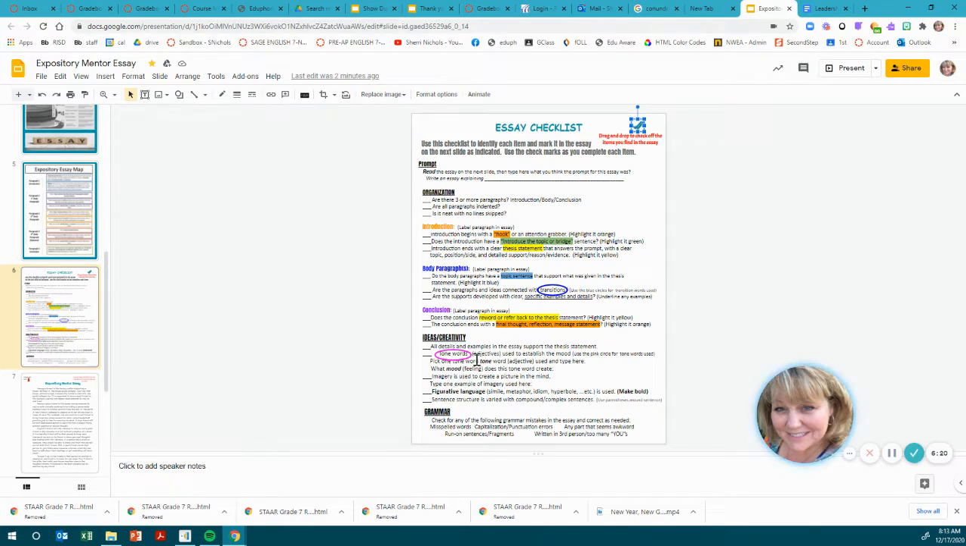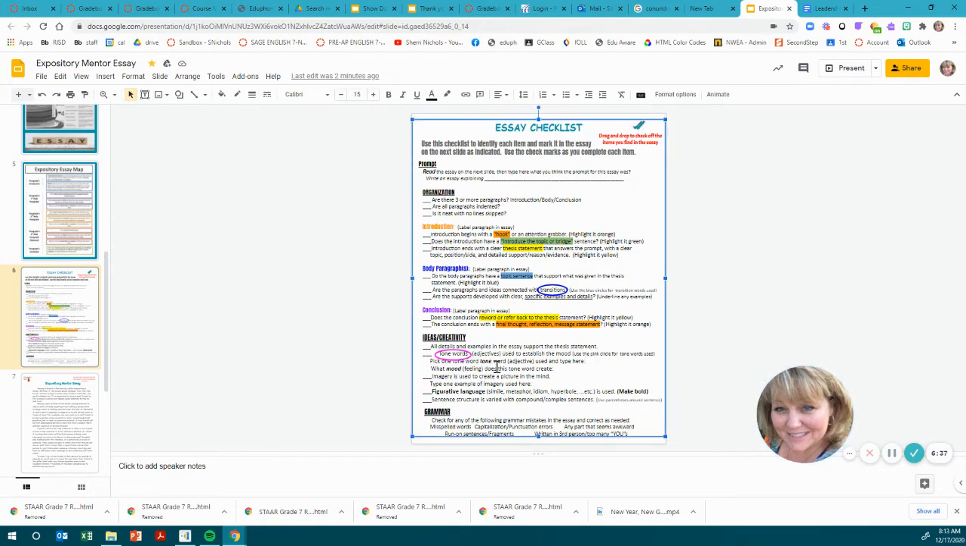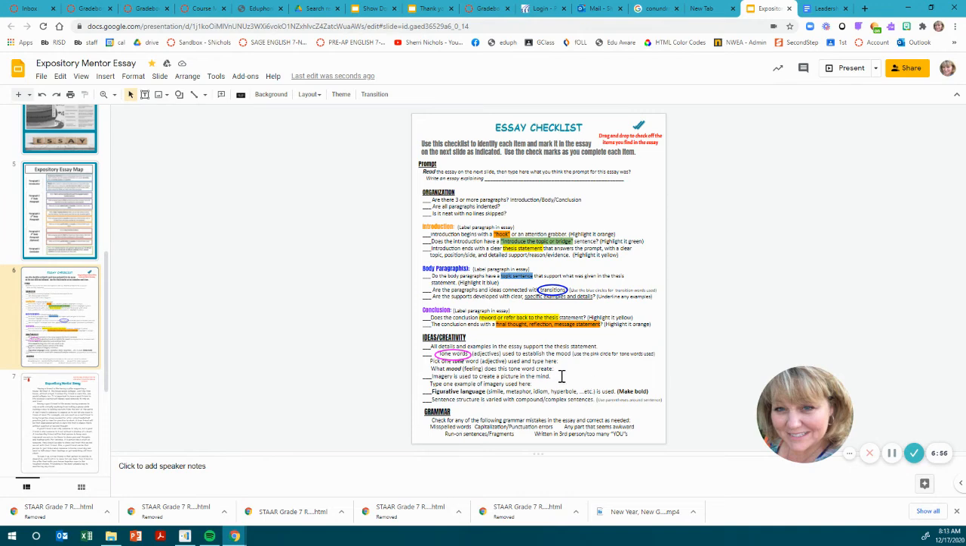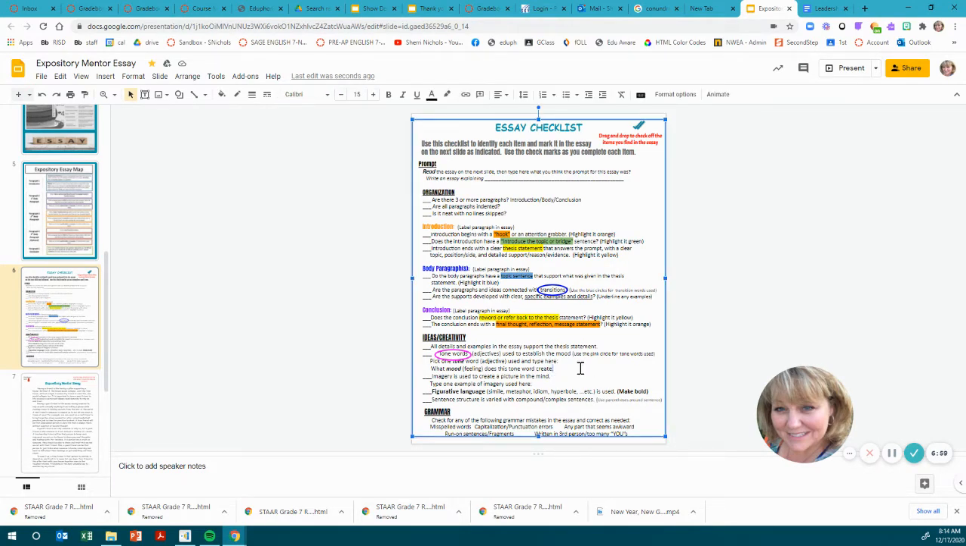Tone words, such as adjectives, are used to establish the mood. Use pink circles for your tone words. Pick one tone word used and type it here. And I'm going to fix that one here real quick. What mood or feeling does this tone word create? And you will type it here. And put a question mark here.